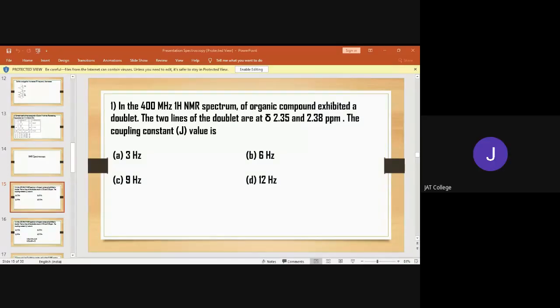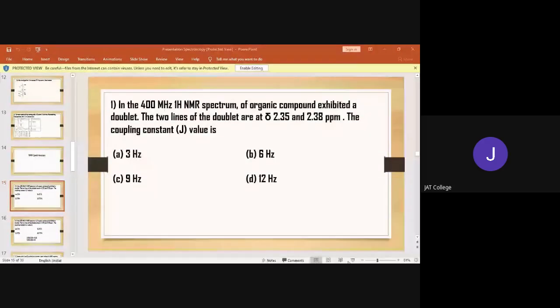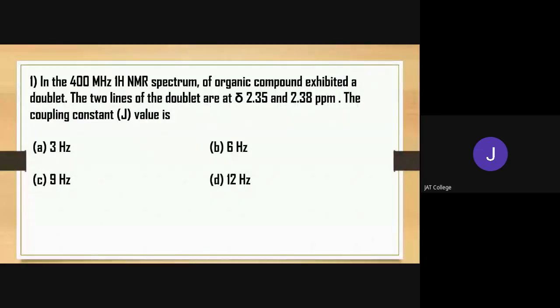Okay. Now most of the students are replying. Ms. Saima Atik replied C option. Okay, so look at here. I will tell you the trick for this. In these questions, you just have to take the difference in the two values of the doublet. The two lines of the doublet here are 2.35 and 2.38.